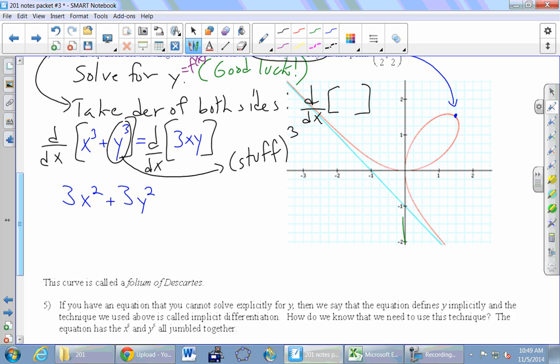3 stuff squared times the derivative of the stuff. So we have correctly done 3 times the stuff squared, right? So that is correct. But it isn't done. We need to write down the derivative of the stuff. Now the stuff in this case is just a single letter. What is it? It's y. So what's our way of writing the derivative of y? Either dy dx or just a y prime. Either way.